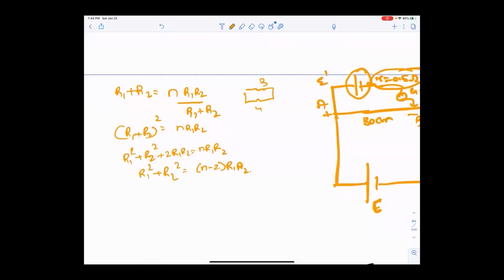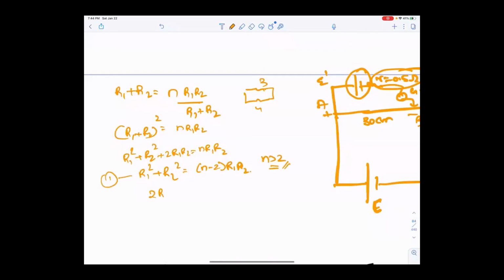N minus 2 must be positive, or else it will become negative. So N should be greater than 2 first. Then R1, R2 both are variables, so you cannot say one is more and one is less, like one is infinity and the other is 1. The only possibility is that both are equal. Because we have two variables and one equation, how can you solve it? It's just a boundary condition. So here the only possibility is they should be equal. So in that case, what are we getting?